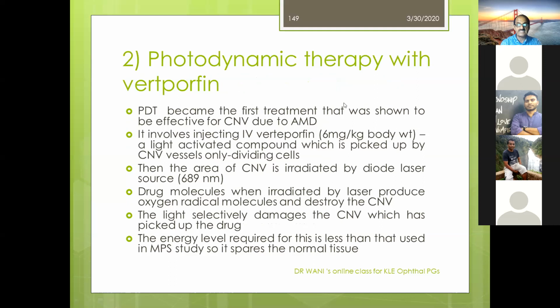So what they do is inject a dye called verteporfin, 6 milligram per kg body weight, and it's a light-activated compound. It is picked up by the vascular membranes, which are dividing cells. Then we irradiate that CNV area with a diode laser, and when the drug molecules are stimulated by the laser, they produce molecules and then destroy the choroidal membrane.